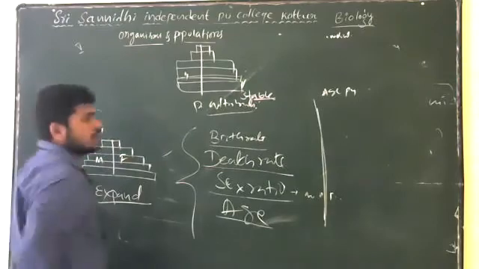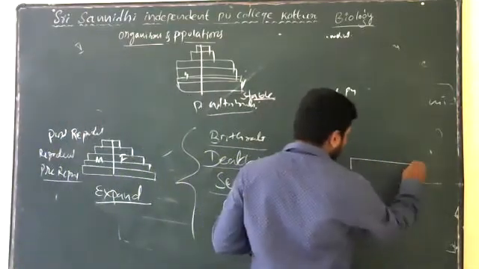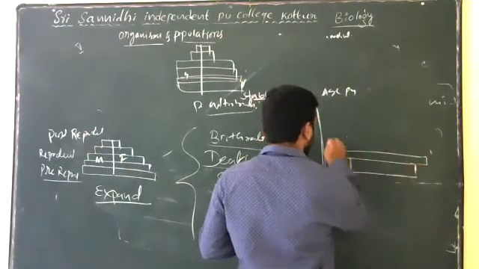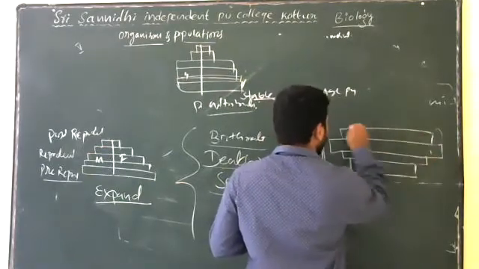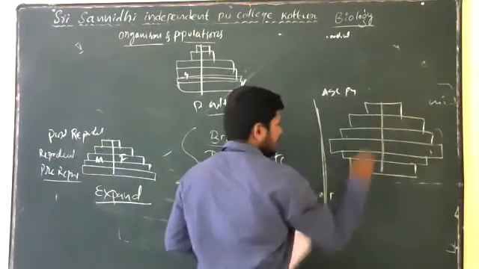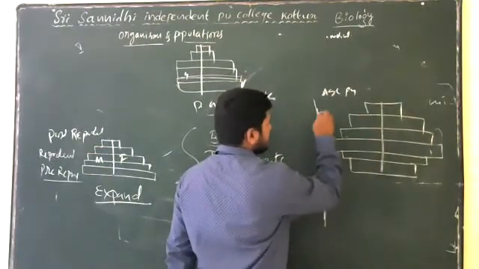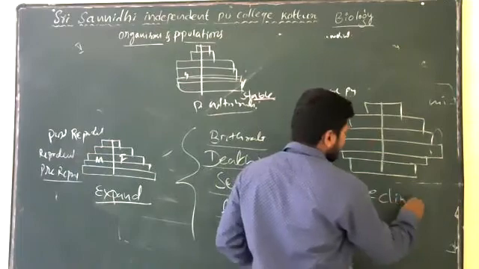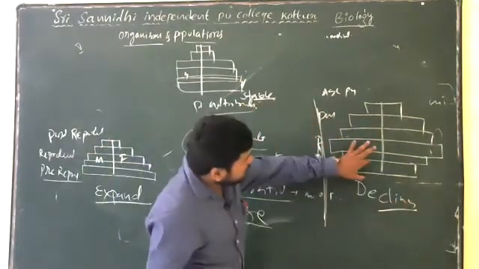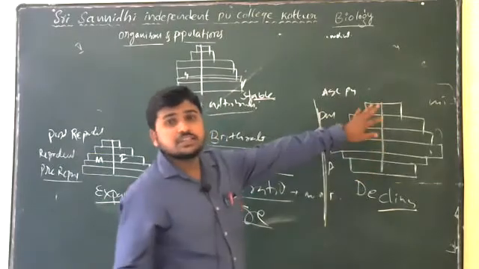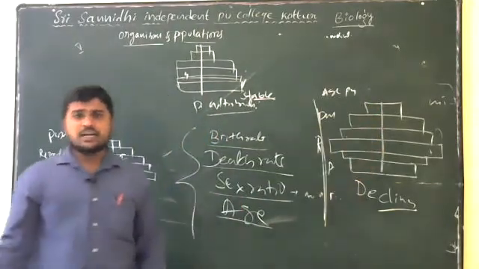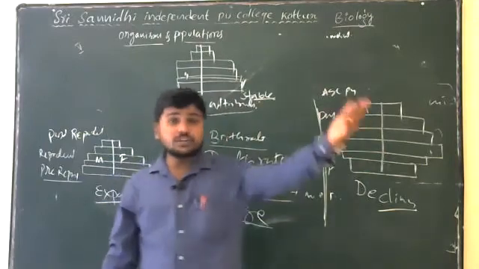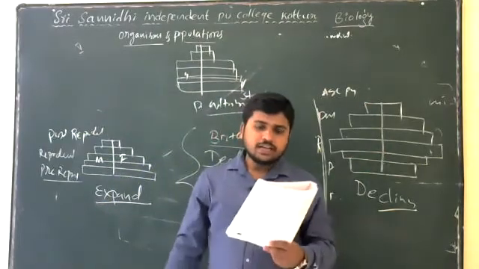Here for example, male and female we distribute. If the number of pre-reproductive individuals is less than reproductive and post-reproductive individuals, this is pre-reproductive, this is reproductive, this is post-reproductive, then the age pyramid is a declining pyramid. Since pre-reproductive individuals are fewer, the next population will keep decreasing. If pre-reproductive individuals are more, automatically the future population will keep increasing, right?